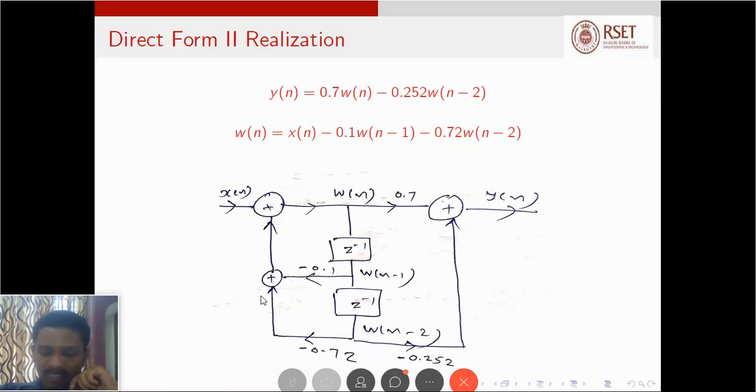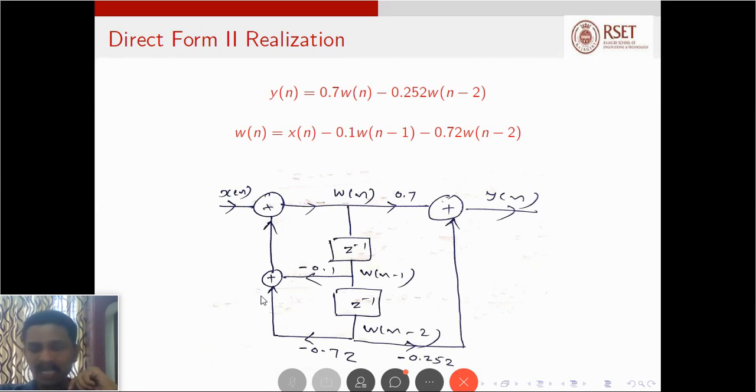The number of multiplications will be equal to m plus n minus 1 in the case of direct form 1 and direct form 2. But if we are considering the number of additions, in the case of direct form 1, that will be m minus n, but in the case of direct form 2, that will be m plus n. The number of memory locations in the case of direct form 1 will be m plus n minus 1. But in the case of direct form 2, that will be nearly half of direct form 1.